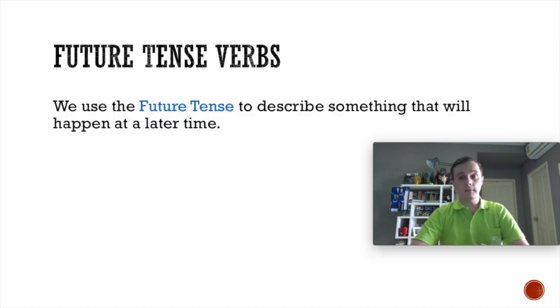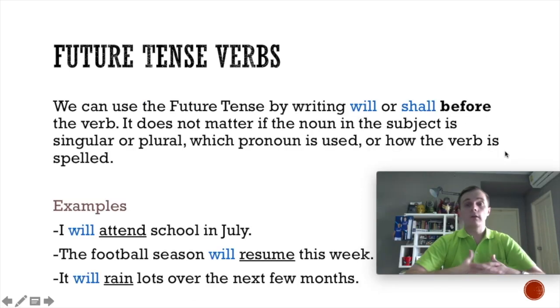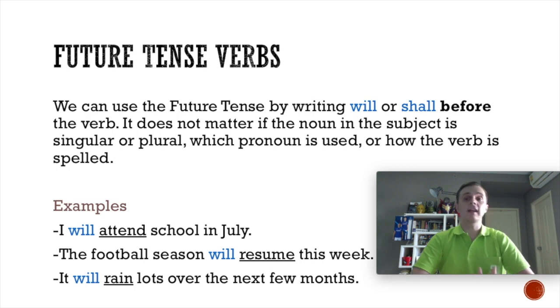So we've learned about the present tense, which tells us about something that happens now, and we've learned about the past tense, which tells us about something that has happened before now. We use the future tense to describe something that will happen at a later time, so after now. So tomorrow, this afternoon, next week, in 5 years, whatever. Now, writing or speaking in the future tense is very, very easy.